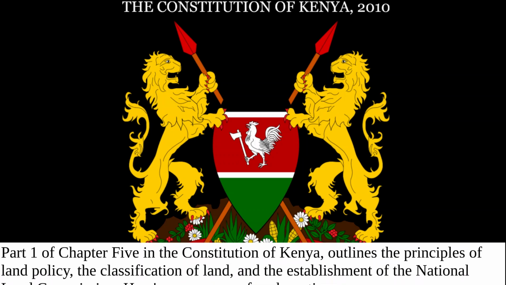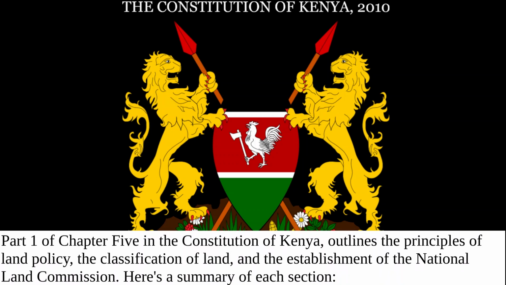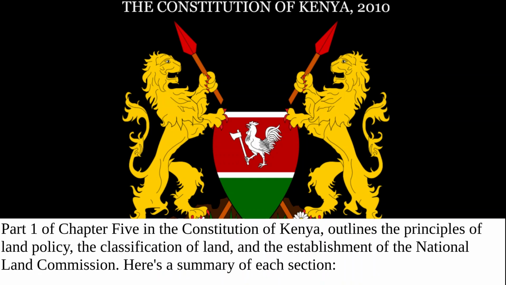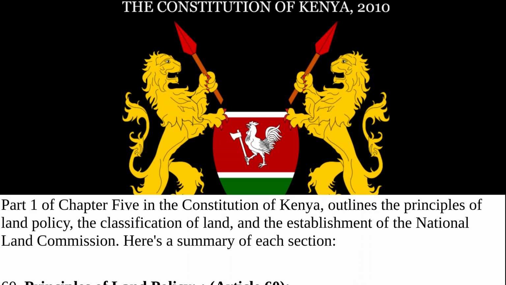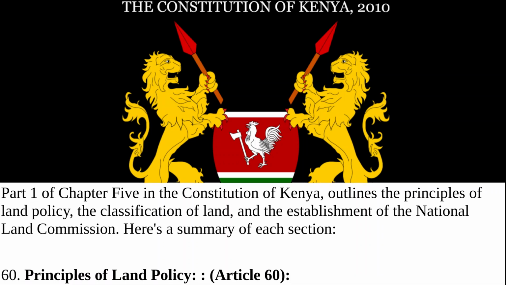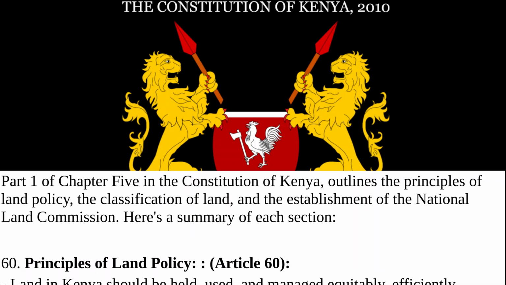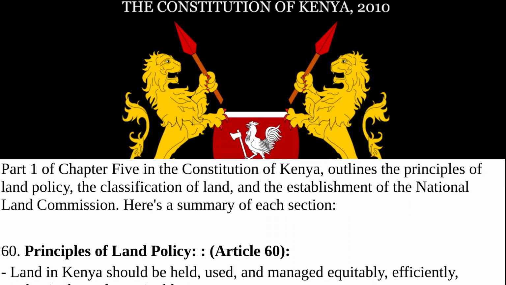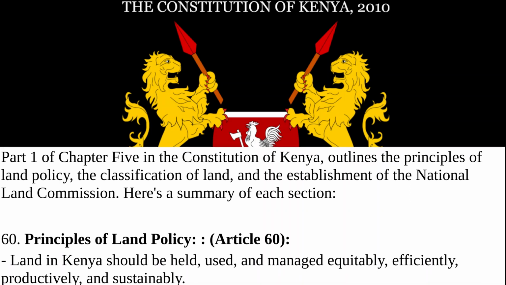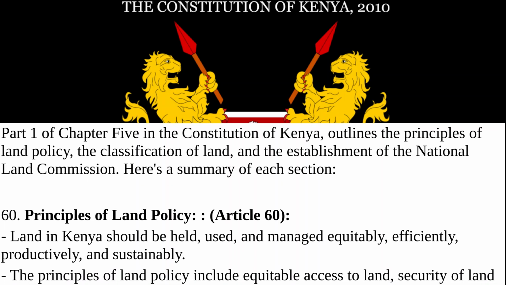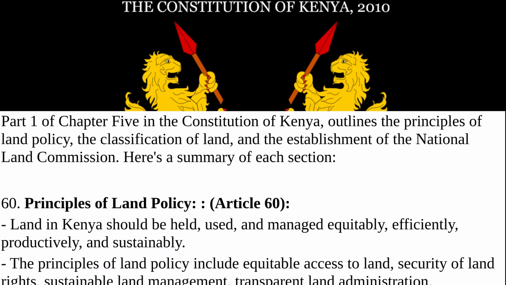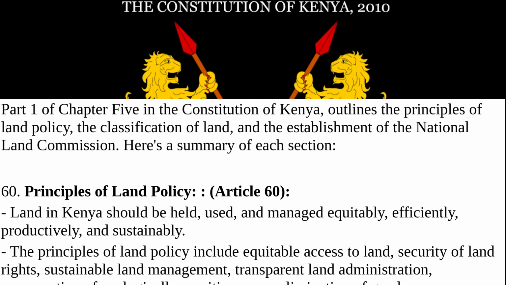Part 1 of Chapter 5 in the Constitution of Kenya outlines the principles of land policy, the classification of land, and the establishment of the National Land Commission. Here's a summary of each section. 60. Principles of Land Policy. Article 60. Land in Kenya should be held, used, and managed equitably, efficiently, productively, and sustainably.